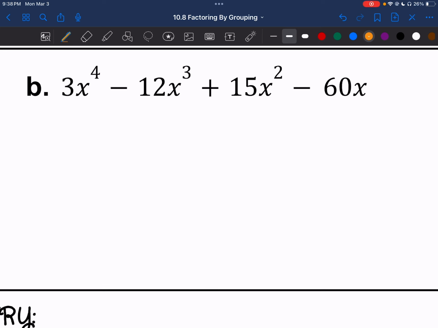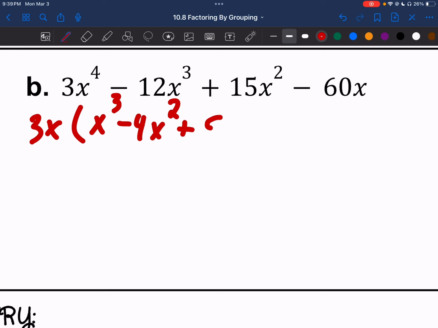All right, let's look at letter B. First thing I want to do is take away a GCF if I can. 3x to the fourth minus 12x cubed plus 15x squared minus 60x. I know for a fact there's a GCF because there's variables in all of those. So I look at my smallest coefficient, which is 3, and that's a common factor in all of my terms. I look at my lowest variable, which is just an x. That is also a common factor in all of my terms. So I get x to the third minus 4x squared plus 5x minus 20.